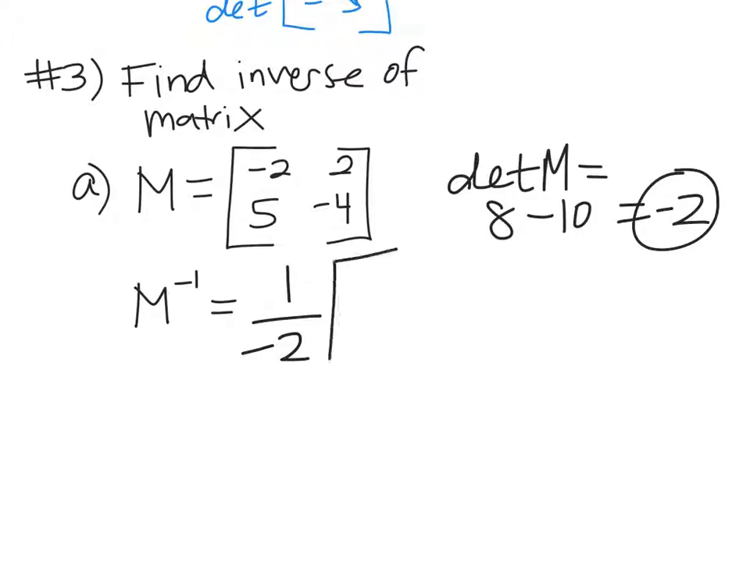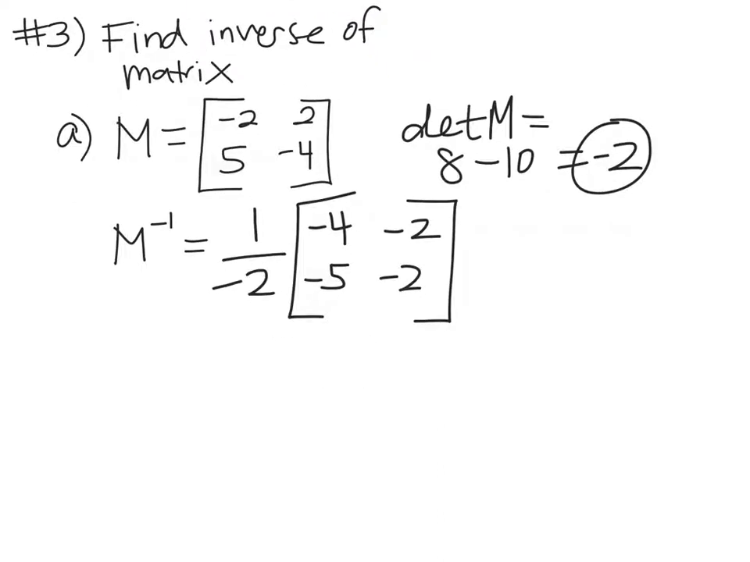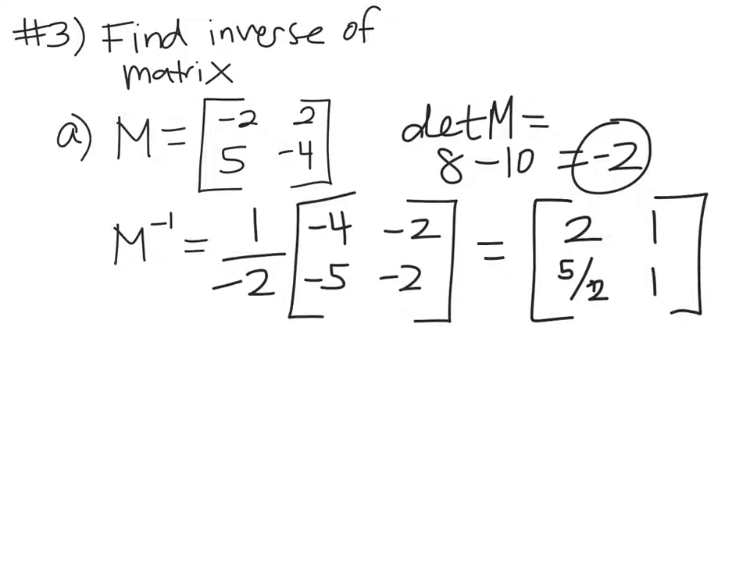And now we're going to do the funnest part ever. You're going to pick up 2 numbers, and you're going to switch places. Crazy, right? -4, -2. -2, -5. Those stay put, but they become the opposite. And then finally, your last step is to take that constant and multiply it into your matrix. What do we get? 2, 1, 5 halves, or 2.5, whatever you prefer. I like fractions over decimals. And 1.